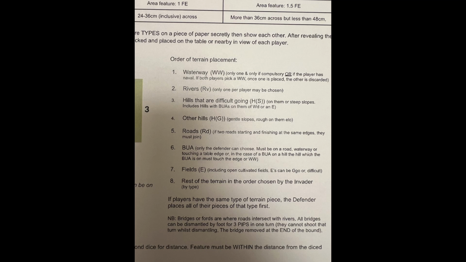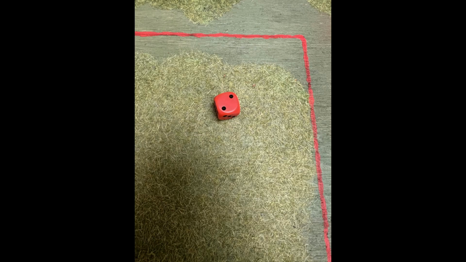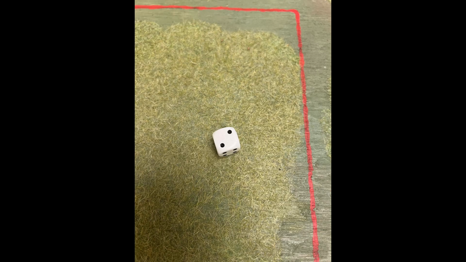For our example game between the French Canadians and the English Colonials, no one chose a waterway, and indeed the next type of terrain to be placed as dictated by the rules is a river. Both players chose a river. However, the defender gets to place their river first. So the defender rolls a d6 to determine from which edge the river flows. The defender rolls a 2. Next, the defender rolls a d6 to determine where the river is flowing to. Again, they roll a 2.